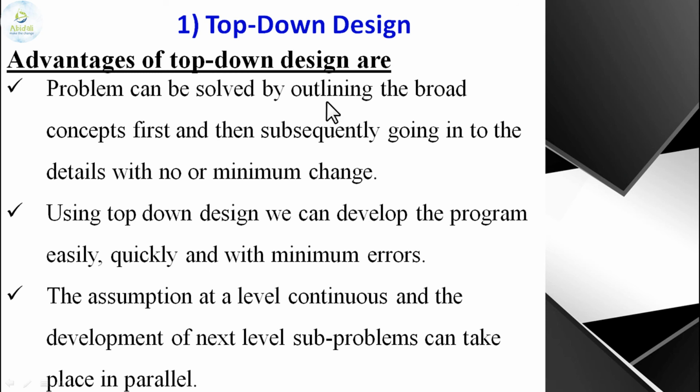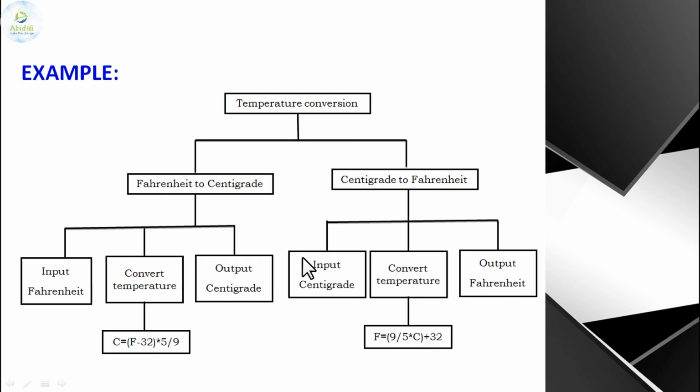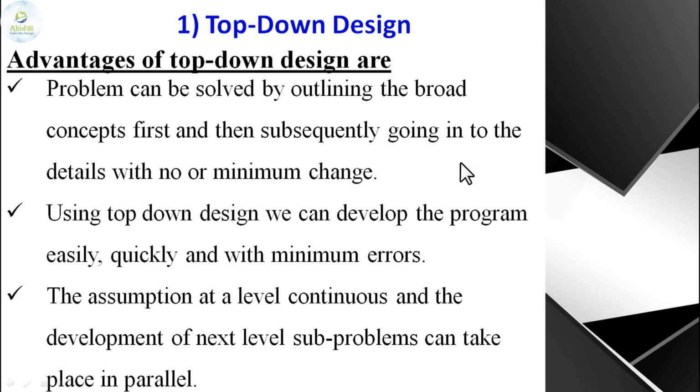So first we will be outlining the broader concept, that is temperature conversion is a strategy. Then subsequently we will go into the further details and with the minimum or no changes we will be implementing this. So using top down design, we can develop the program easily, quickly and with minimum number of errors. Whereas one team can concentrate on Fahrenheit to centigrade, the other team can concentrate on the centigrade to Fahrenheit. This is how the bigger problems can be solved and combined.